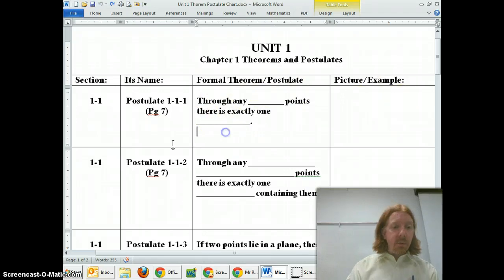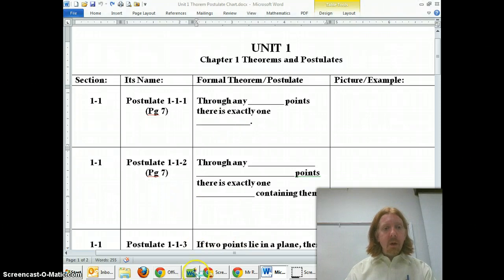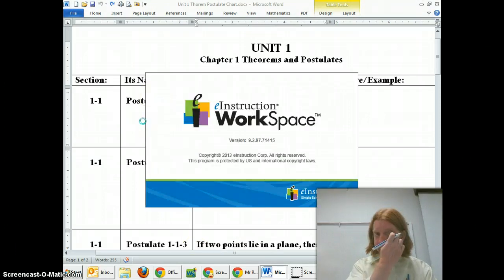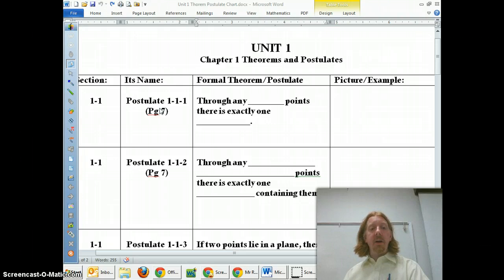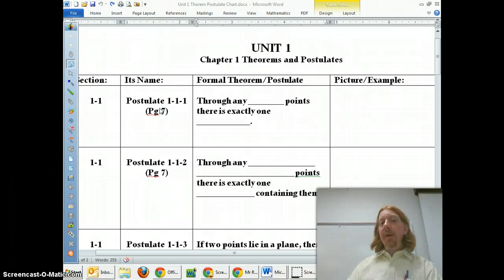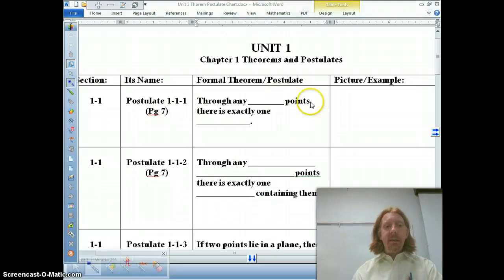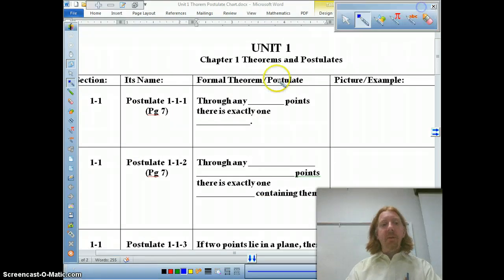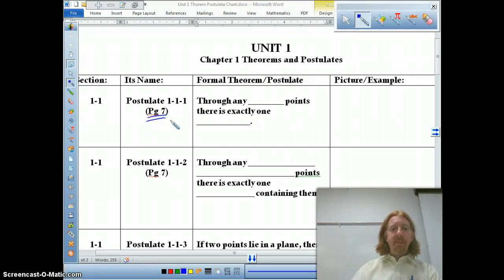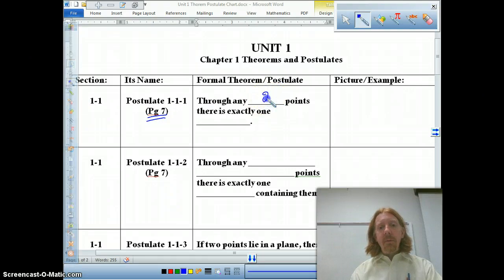Now, it's important to note when we're dealing with the various postulates, if the name itself is not something novel, like the right angles theorem, or the vertical angle theorem, or the parallel postulate, then the name itself is not important to memorize. However, the implication of it absolutely is. So let's begin now with section 1.1 and the first postulate, which can be found in your book on page 7. Through any 2 points, there is exactly one line.